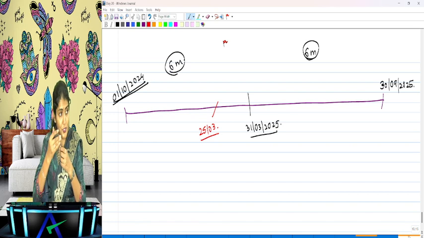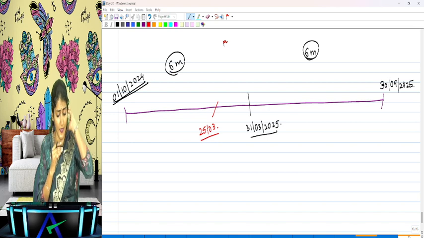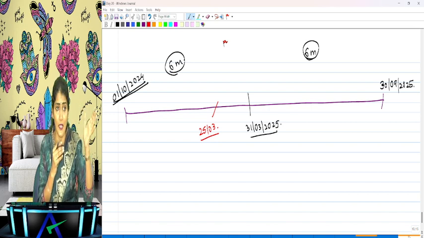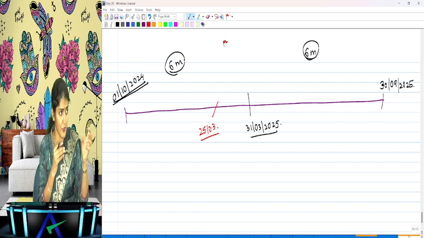Okay, and now say a fire occurred in the company premises on 25th of March. Say they've taken a fire insurance policy on 1st October. Is the insurance company liable to pay the claim? Yes, the insurance company is liable to pay the claim.